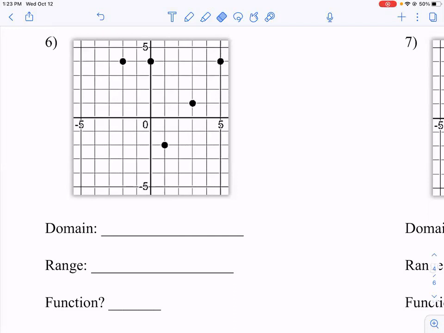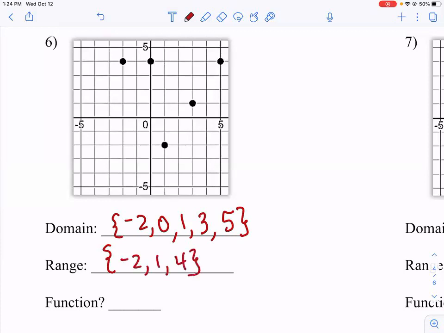Gavin, what's our domain? -2, yep. 0, 1, 3. Awesome. Our range, Andrew, what's our range? -2, 1, and 4. Awesome.